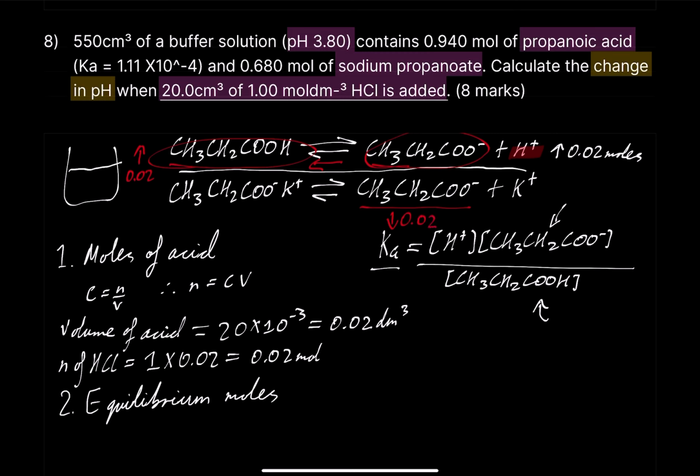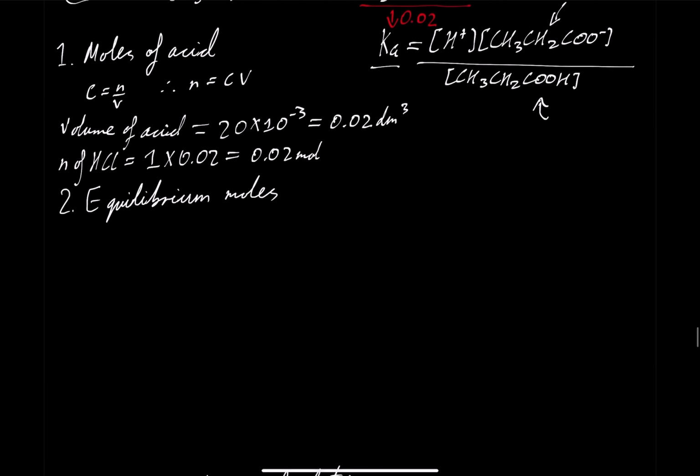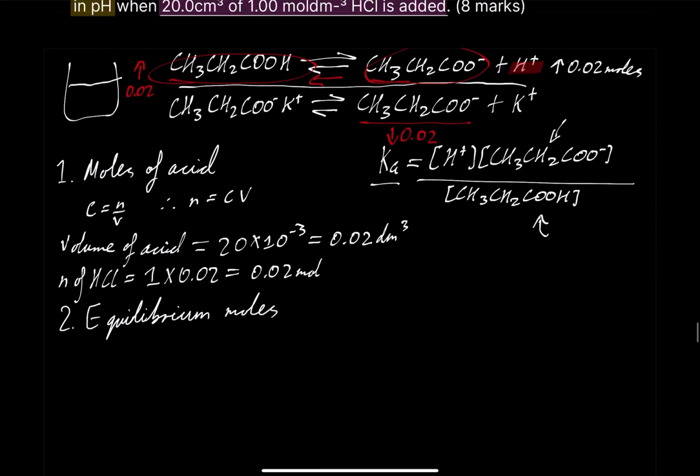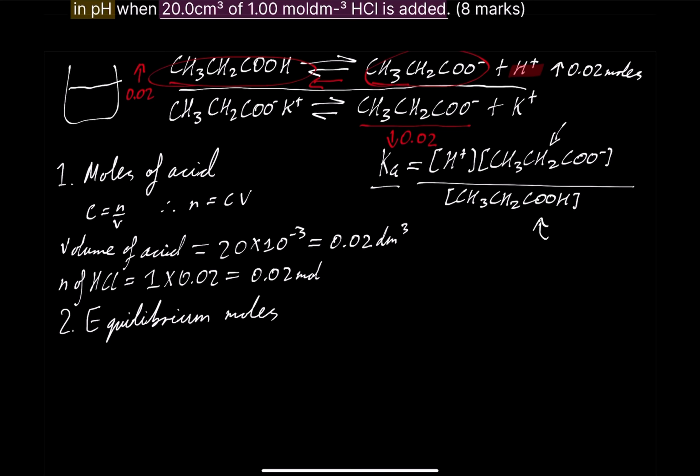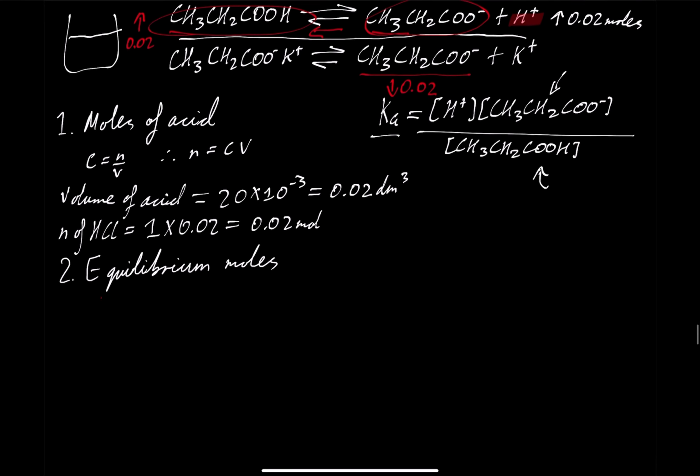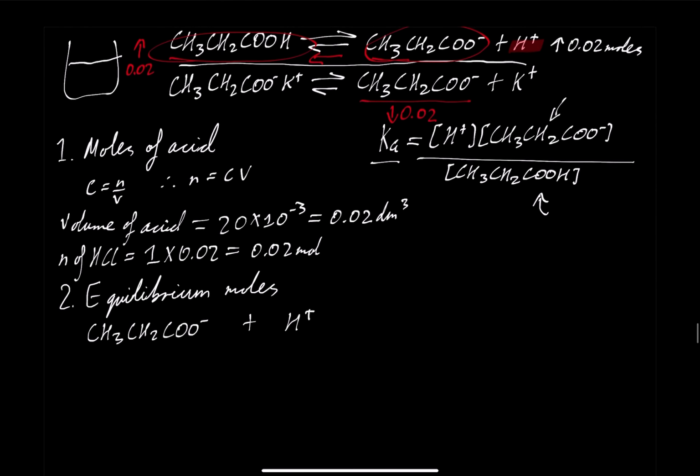And if this is a bit too difficult for you to understand, I'll represent this like an ice table. You don't have to write it like an ice table, but I will do it, right? And it's an ice table that's going in the reverse direction. So I'll write it in the reverse direction. So we have propanoate ion, CH3CH2COO minus, plus our H plus, and that goes to form our propanoic acid.